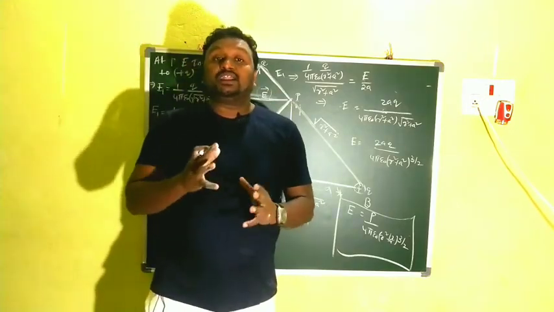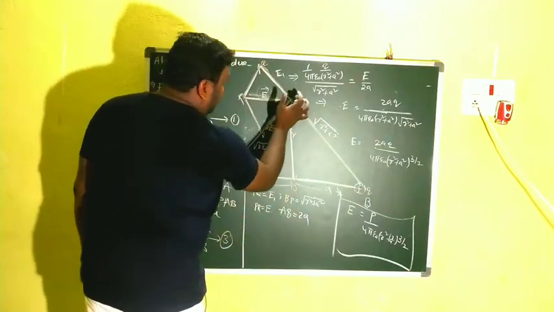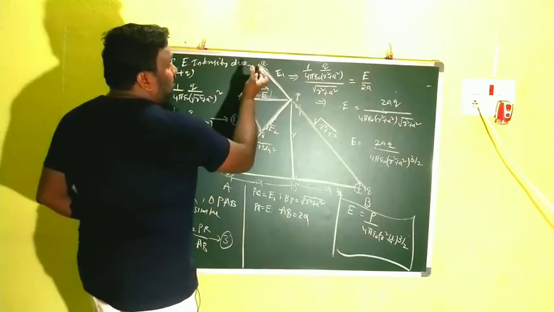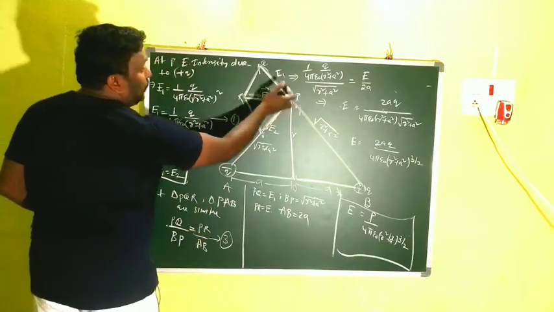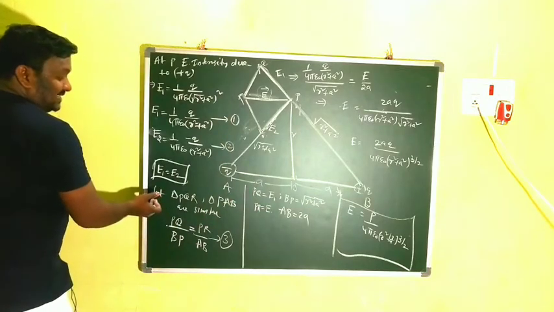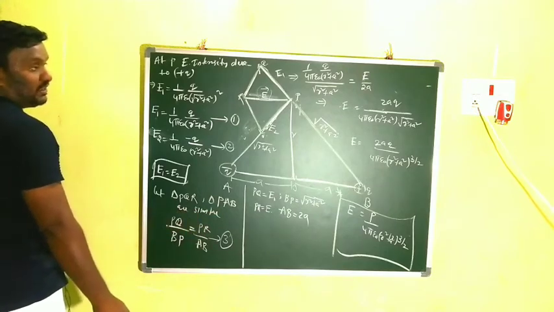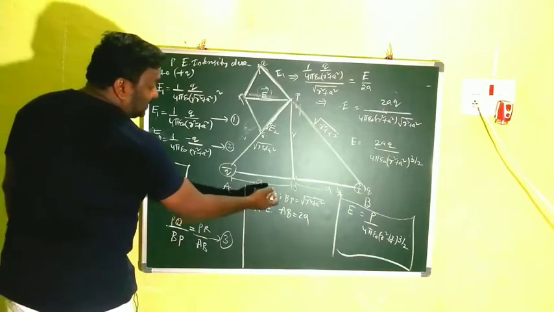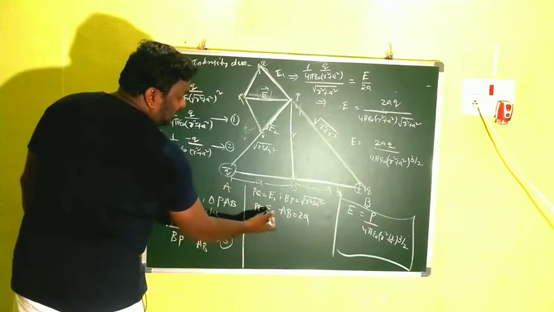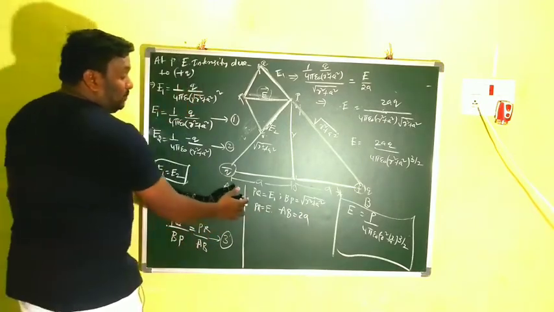To find that, we take two triangles: the first triangle is PQR, and the second is PAB. Both are similar triangles. That's why we write PQ by BP is equal to PR by AB. So let triangle PQR and triangle PAB be similar; we write this as equation number 3. After that, PQ is E1, PB is under root of r square plus a square, PR is E, and AB is equal to 2A. Now we substitute all these values in equation number 3, where PQ is equal to E1.